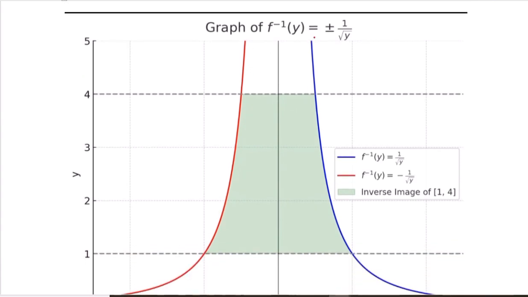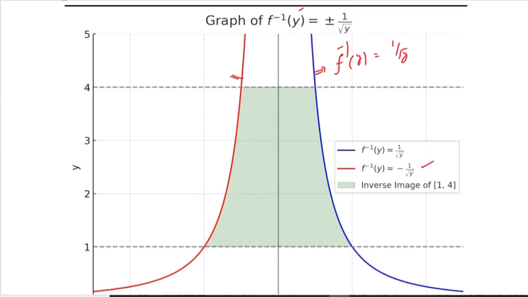This is the graph of f inverse y here, that has the two branches plus minus 1 by square root y. This blue branch is the graph of f inverse y is equal to 1 by square root y, and this red represents the graph of minus 1 by square root y.